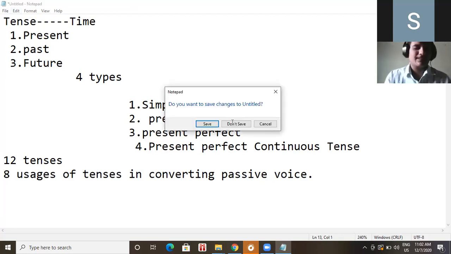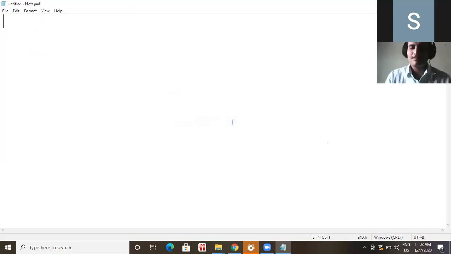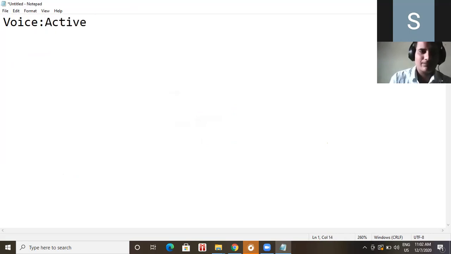Okay. What is tense and how many types of tenses are there? We have to discuss now. Now we have to discuss voice. What is voice? It is like in Telugu, kartari vakyam, karmani vakyam. Active voice means kartari vakyam, and passive voice means karmani vakyam.